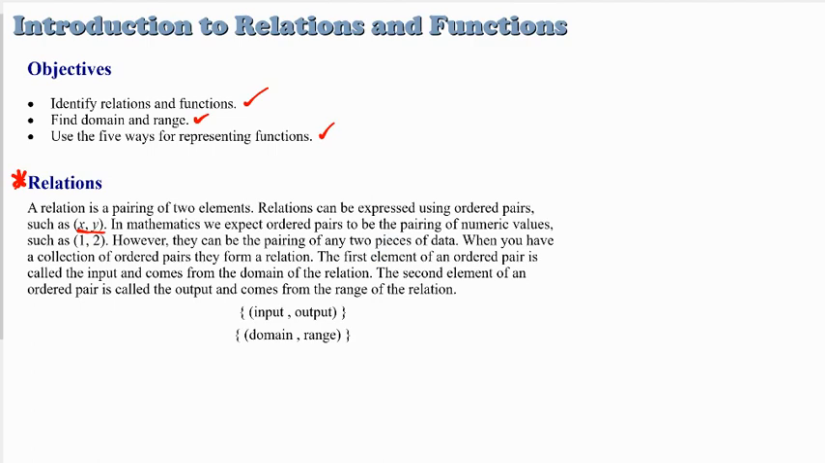The first element of the ordered pair is called the input, and it comes from the domain of the relation. The second element of the ordered pair is called the output, and it comes from the range of the relation. So here we see we have an input and an output. The input comes from the domain, the output comes from the range, and often we see x comma y. Again, x is from the domain and represents the input, and y is from the range and represents the output.